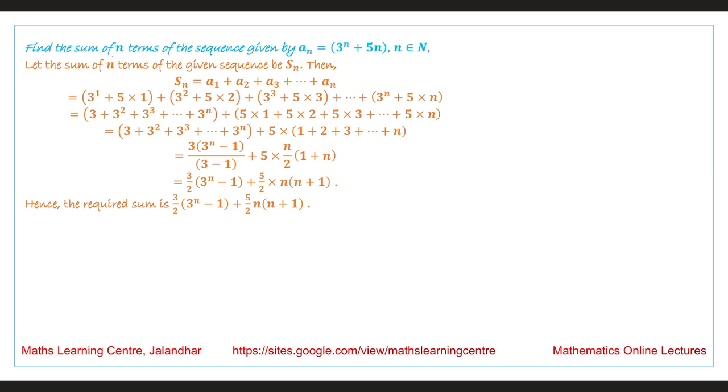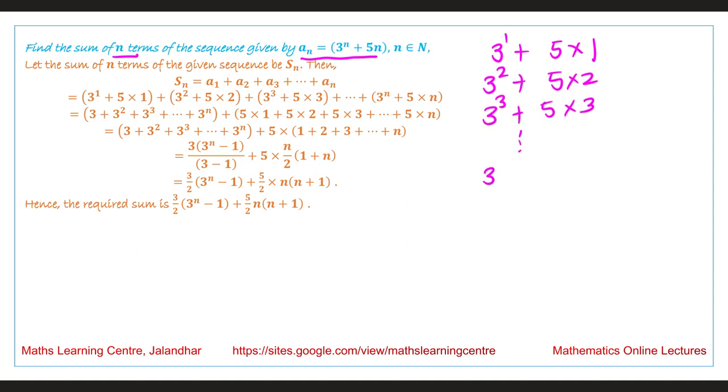Next is: find the sum of n terms of the sequence a_n given by this. If we substitute n equal to 1, we get 3 raised to the power 1 plus 5 into 1. The second term is 3 raised to the power 2 plus 5 into 2. The third is 3 raised to the power 3 plus 5 into 3, and so on up to 3 raised to the power n plus 5 into n.